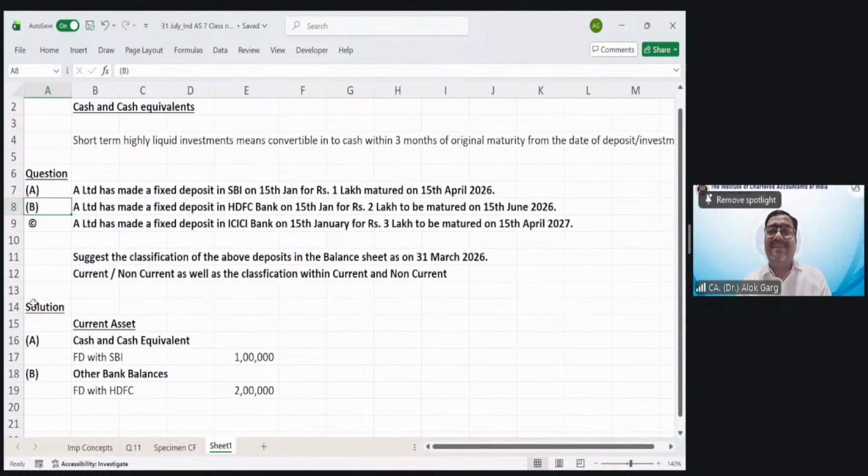So it is current asset, but for the purpose of cash and cash equivalent, you are always required to look at whose original maturity was 3 months or less. Manoj, for this FD with HDFC Bank, whether the original maturity was for 3 months, 15th January to 15th June? No, it is for 5 months. Yes or no, Manoj? It is for 5 months, right?